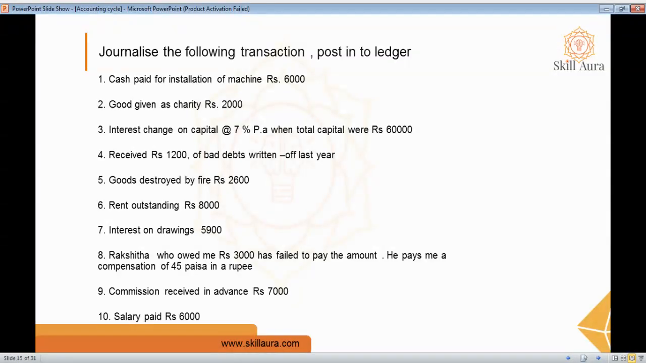Next, salary paid. Here you're going to pay cash. Here there will be a cash account and a salary account. In the cash account, you're going to add a salary account with 6,000 rupees, and in the salary account, you're going to add a cash account with 6,000 rupees. This is how you post the ledger by analyzing and understanding the journal entry.